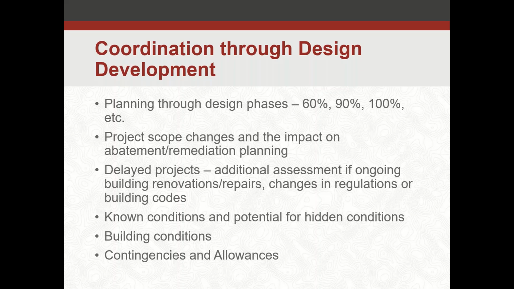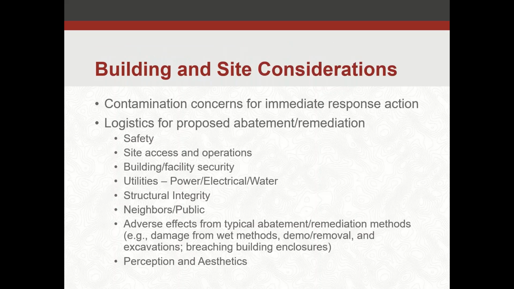Known conditions, potential for hidden conditions, you want to identify those. If there's a high risk or a high potential for something to be in a wall cavity, plan for it. You could either set an assessment up, do an initial work area to try to assess those on the front end, or you could do it during the construction phase, but definitely plan for it, because you don't want someone else tearing into it and being exposed to something that they're not prepared to be exposed to. Building conditions and contingency allowances, we'll talk about those in the next few slides.